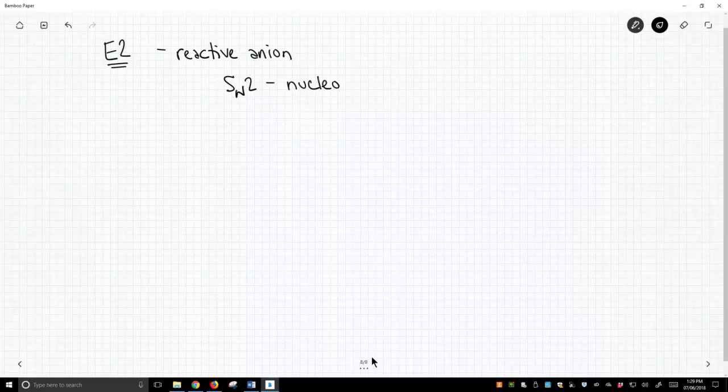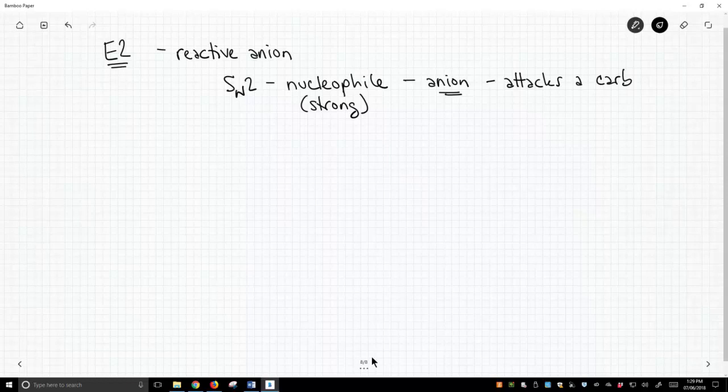a nucleophile. And of course, it's not just any nucleophile, but a strong nucleophile. We put our strong nucleophiles into categories. We have the really great ones and then the good ones, but we need a nucleophile. And the nucleophile is almost always an anion. Okay, it's got a negative charge. What's a nucleophile do? It attacks a carbon, an electrophilic carbon, the carbon that bears a leaving group.